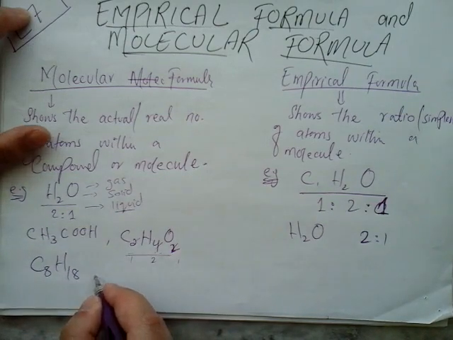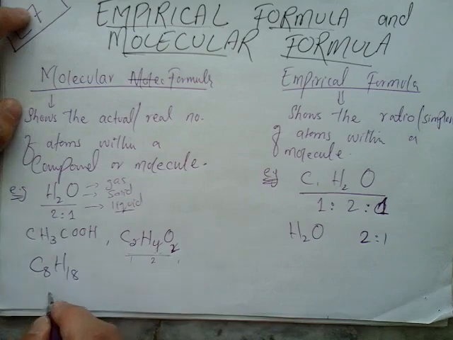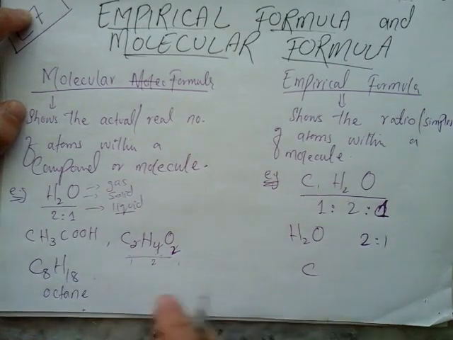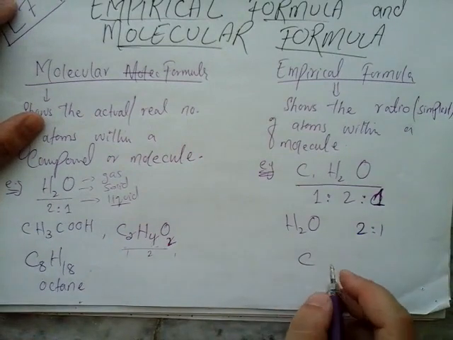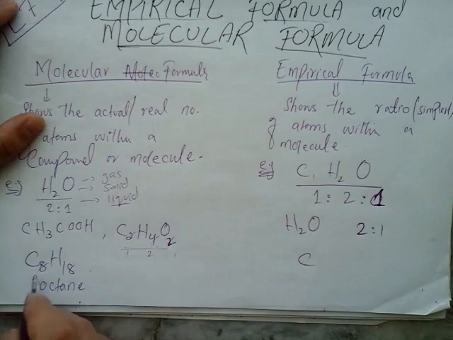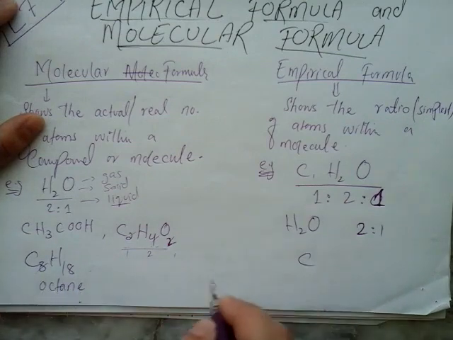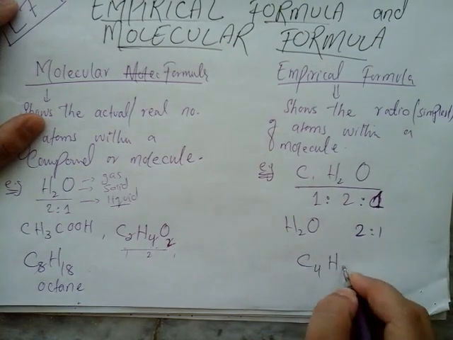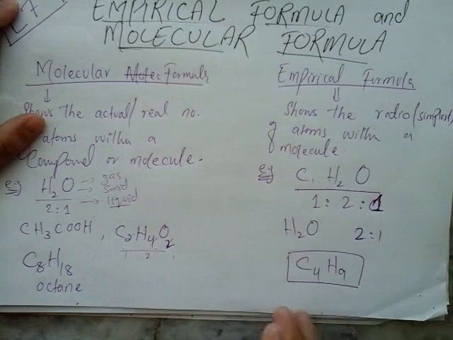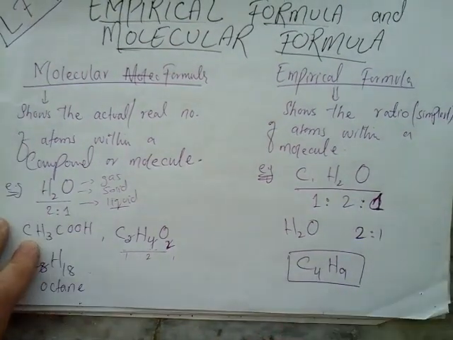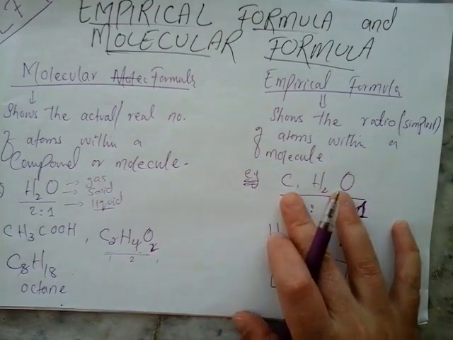If I want to write the formula of octane in the simplest form, I will find the smallest ratio. I will divide both the atoms by the simplest number that can do it. So C4H9. This is the empirical formula for octane. Is that clear?